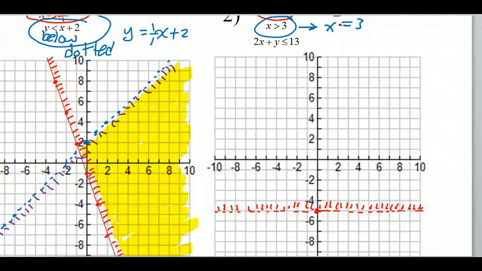Where do I put my first dot? Right, go to 3 on the x-axis.